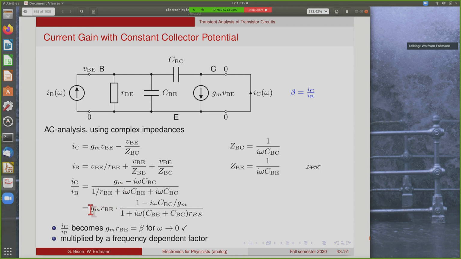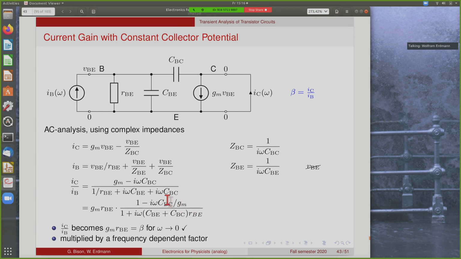So we pull this term, Gm times RBE, out of this ratio, because this is simply the DC beta. What's left here is 1 minus i omega CBC over Gm, divided by 1 plus i omega, the sum of the two, multiplied by RBE. So we have the DC current amplification multiplied now by a frequency-dependent factor.